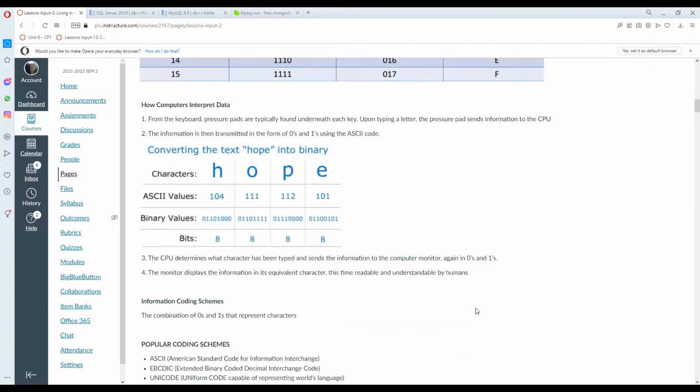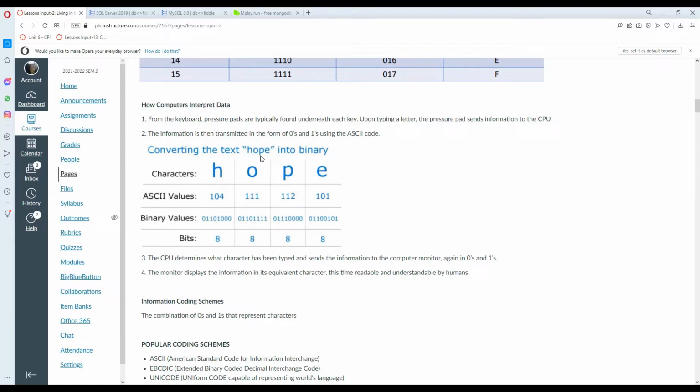So how do computers interpret data? From the keyboard, pressure pads are typically found underneath each key. Upon typing a letter, the pressure pad sends information to the CPU. The information is then transmitted in the form of zeros and ones using the ASCII code.